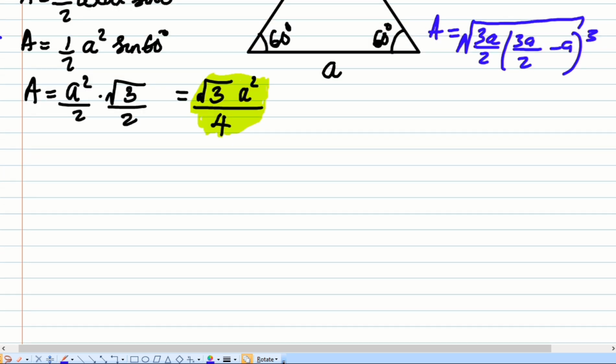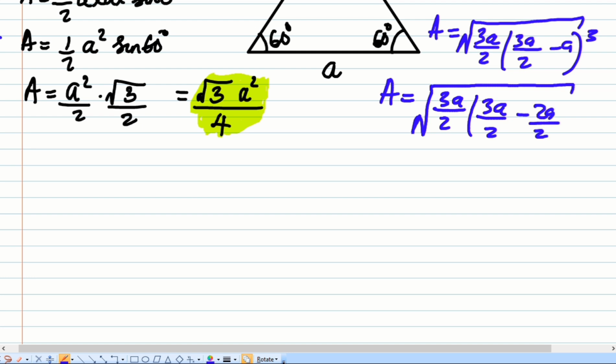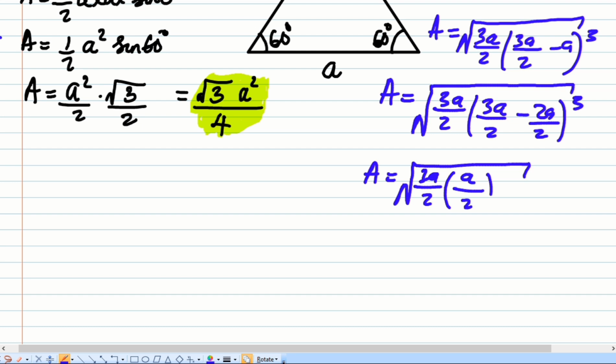So let's see where we are heading. Our area is going to be the square root of 3A over 2 times the bracket. Now I need to simplify these brackets. I'll use equivalent fractions: A, I can rewrite as 2A over 2, raised to power 3. So I have a common denominator and can easily subtract. So we have the square root of 3A over 2 multiplied by, now 3A minus 2A is just A over 2. So that simplifies to A over 2.